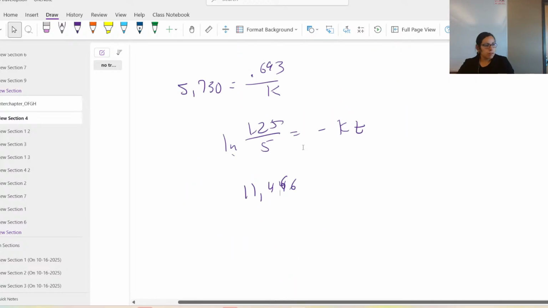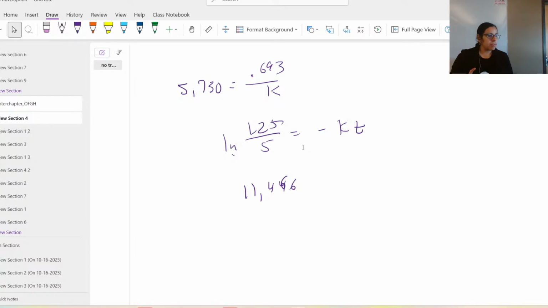So whatever method you prefer, formula or brute forcing, but like I said, I'm trying to get you to see both of them so you can use whatever's easier, depending on your situation. If the numbers are easy enough, maybe you just brute force it.